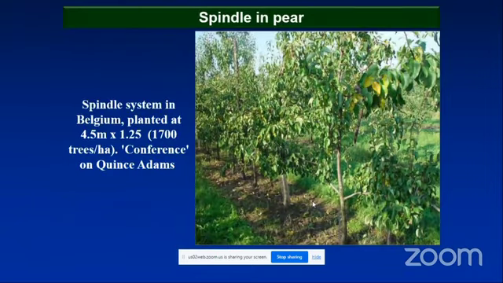Then spindle, this is one of the models of spindle in pear when we are making the spindle system, planted at 4.5 on Quince Adams rootstock. This is how the plants grow in the field.